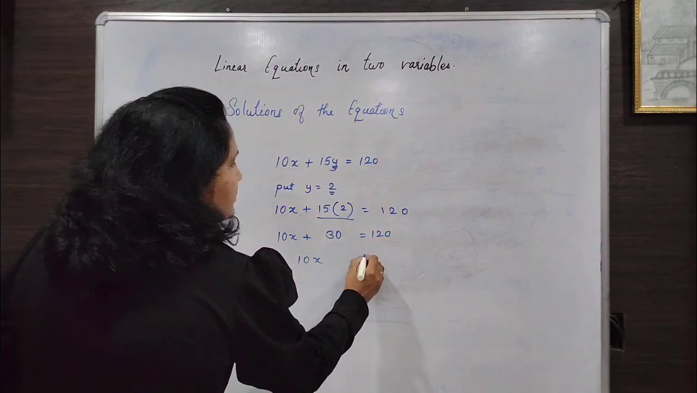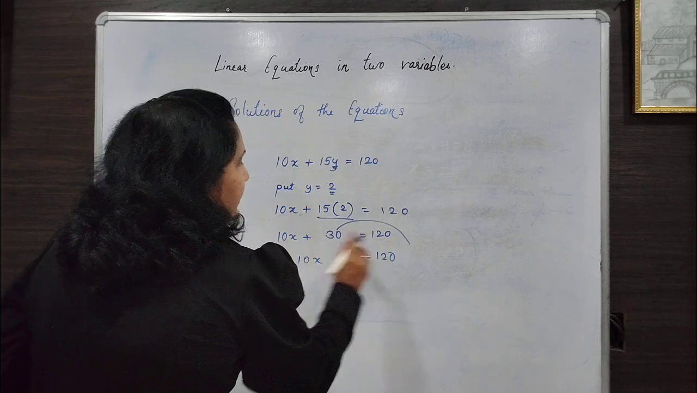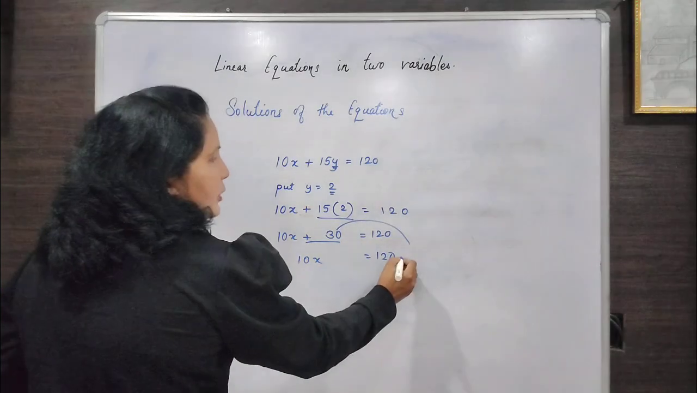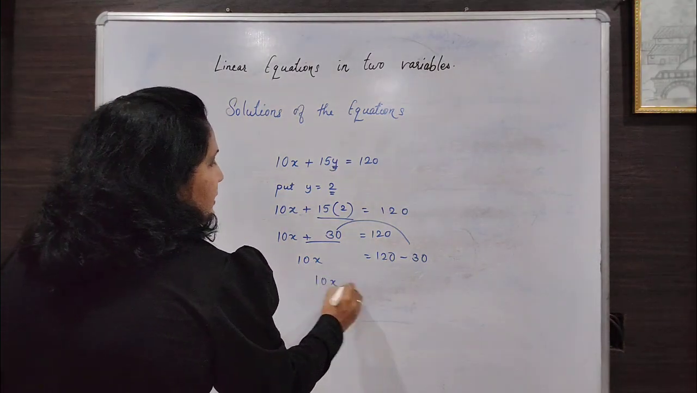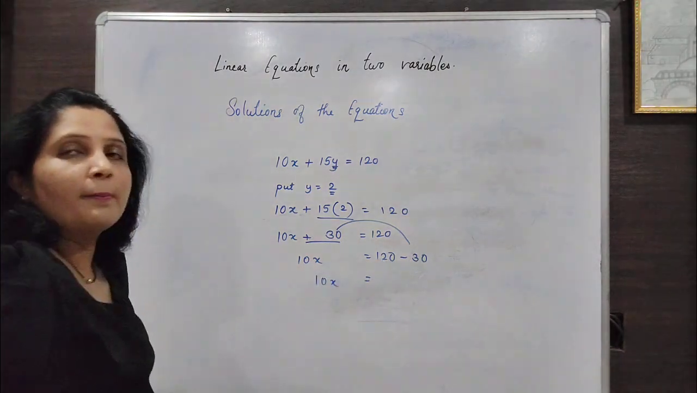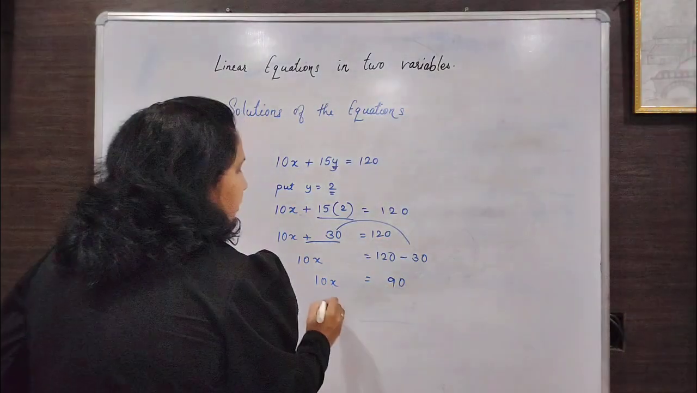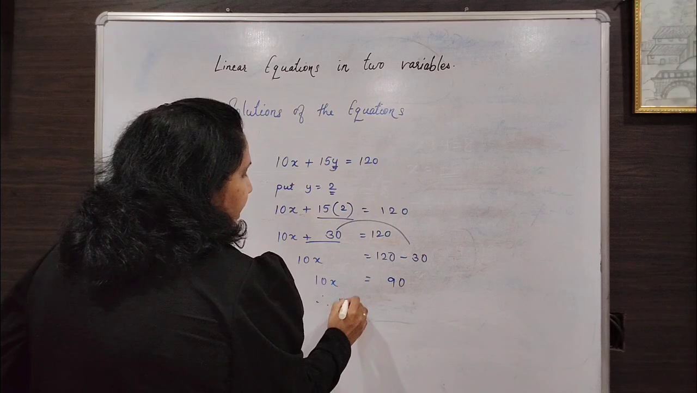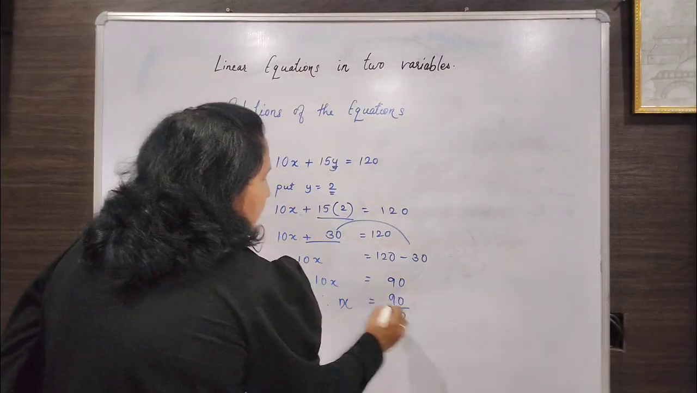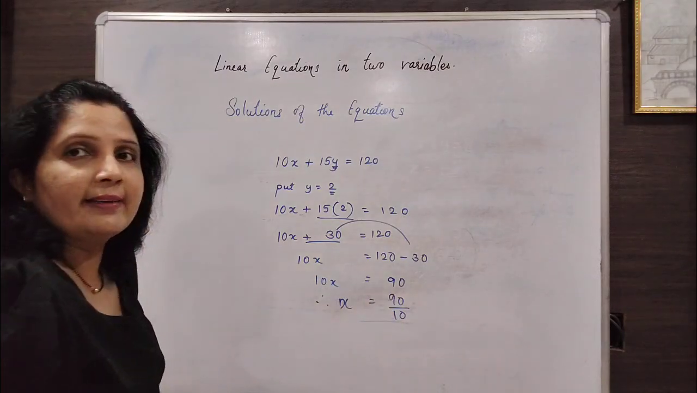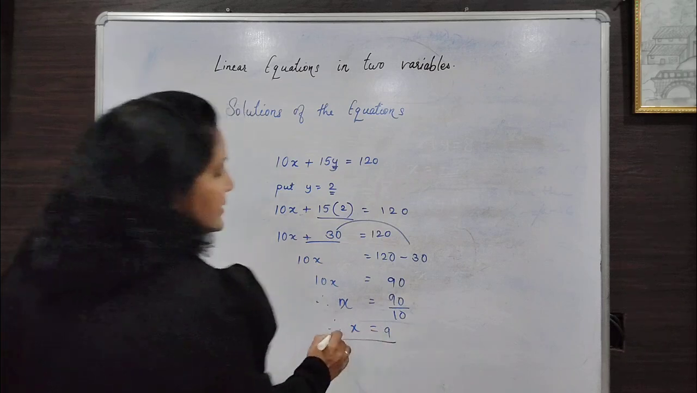10x, 120 as it is, 30 goes to the other side. As this is plus, after going there it becomes minus. So 10x is equal to 120 minus 30, which becomes 90. Therefore, 10x is equal to 90. This 10, as it was multiplication here, will go and get divided. When you divide, you get the value of x as 9.